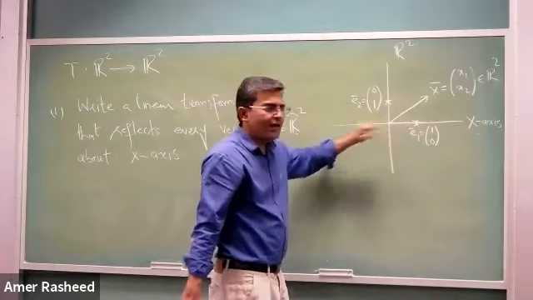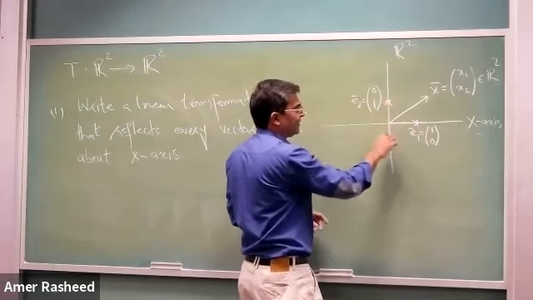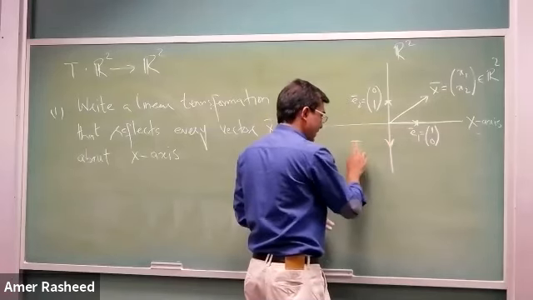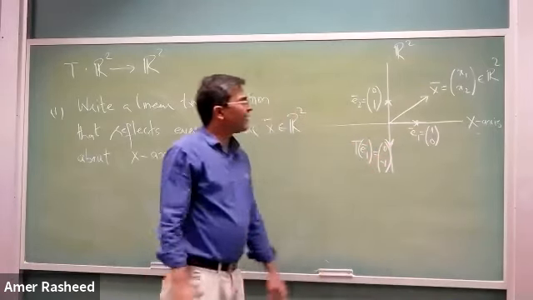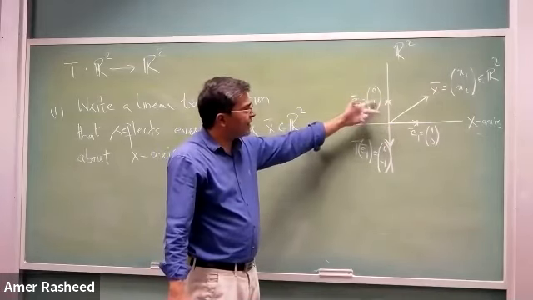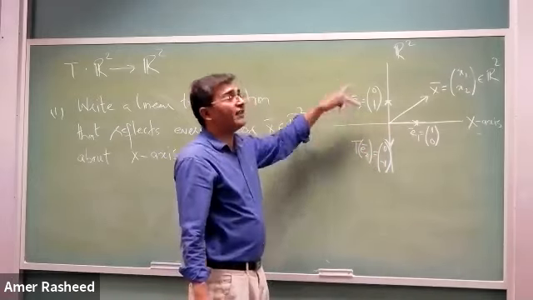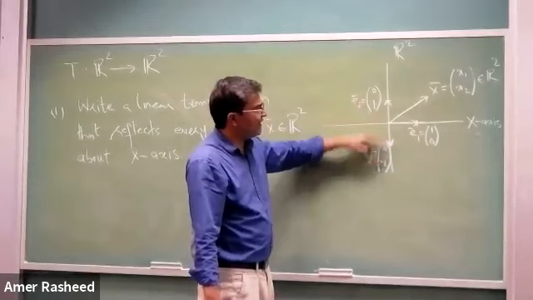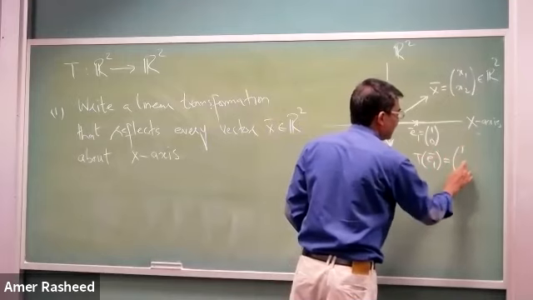It doesn't change anything. But if we reflect this other unit vector about the x-axis, it will come here, and it will become T of E2, which is 0, minus 1. It was 0, 1. If we take its reflection about the x-axis, T of E2 becomes 0, minus 1. Here, T of E1 will remain the same after the reflection.